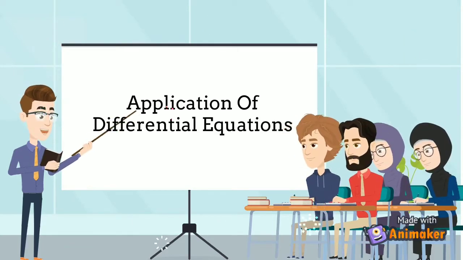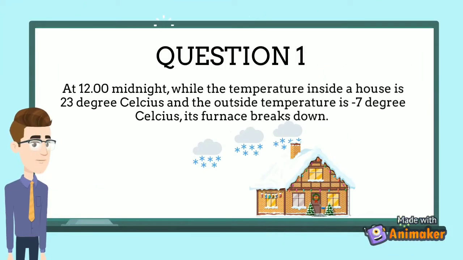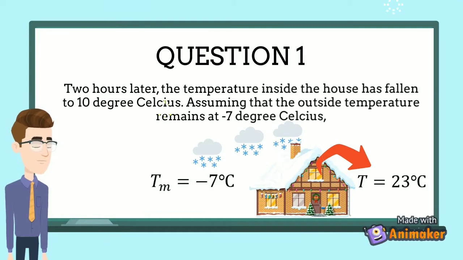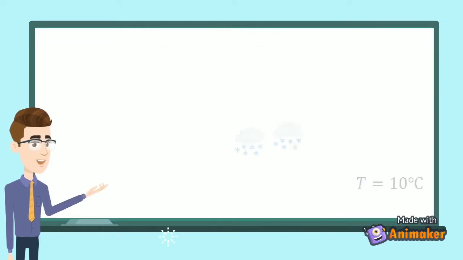Let's start the class. For question 1, at 12 midnight, while the temperature inside a house is 23 degrees Celsius and the outside temperature is negative 7 degrees Celsius, its furnace breaks down. 2 hours later, the temperature inside the house has fallen to 10 degrees Celsius, assuming that the outside temperature remains at negative 7 degrees Celsius.